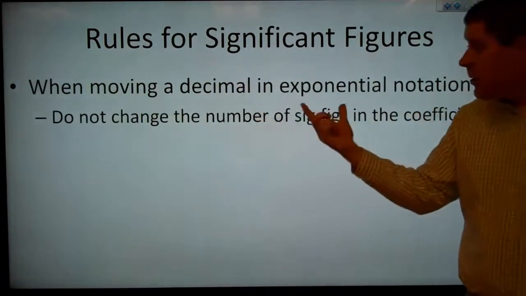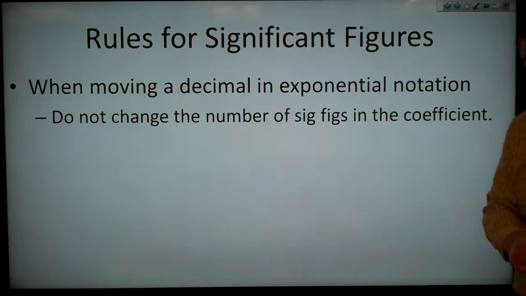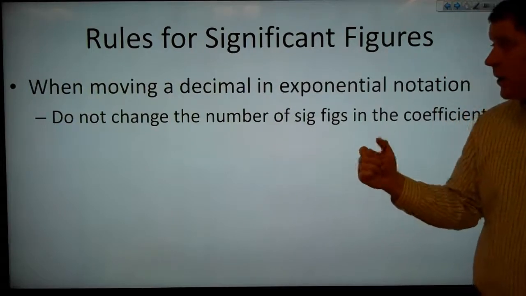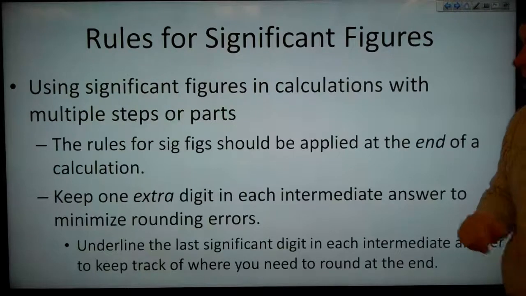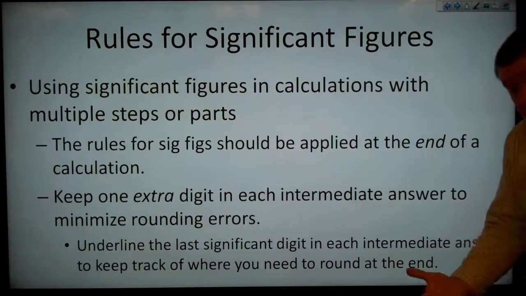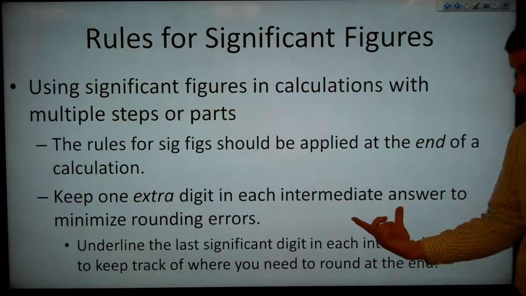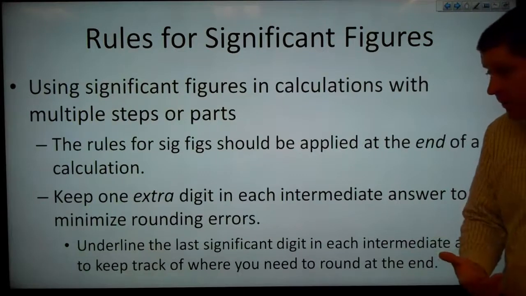When we're moving a decimal in exponential notation, do not change the number of sig figs in the coefficient. However many sig figs you have in the coefficient before you move the decimal, that's how many sig figs you should have afterward. When you're using significant figures in calculations with multiple steps or parts, the rules for sig figs should be applied at the end of a calculation. You should keep 1 extra digit in each of the intermediate answers in order to minimize rounding errors.